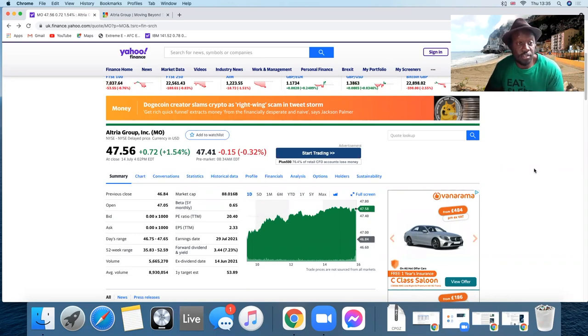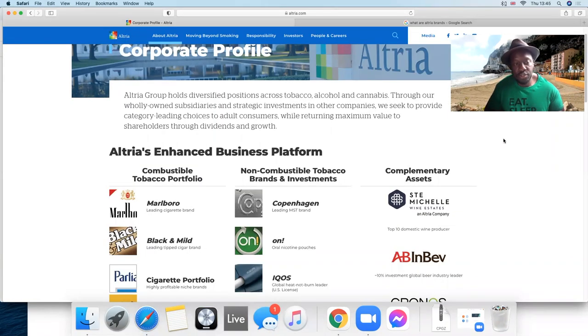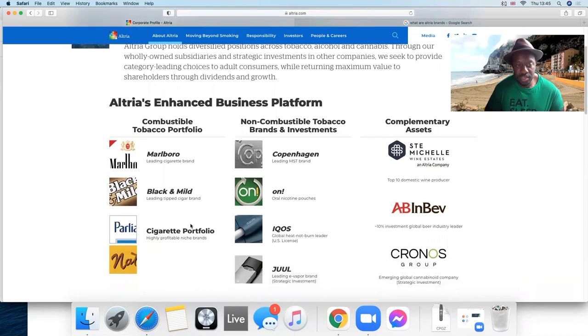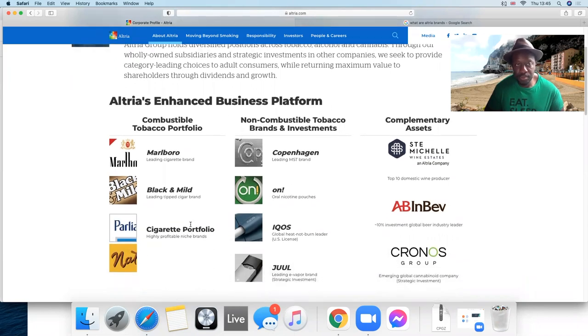Right, the first stock we're looking at today is Altria, stock ticker MO. They have a market cap of 88.01 billion, so they fall under the large market cap, and they have an excellent dividend yield of 7.23%. Altria is huge in the tobacco business. They own cigarette companies like Marlboro, Black and Mild, all these brands here. If you're a smoker, I'm sure you know them.